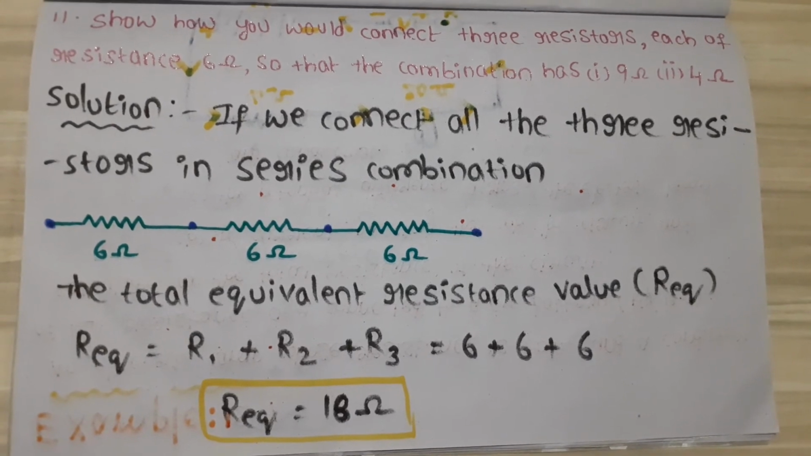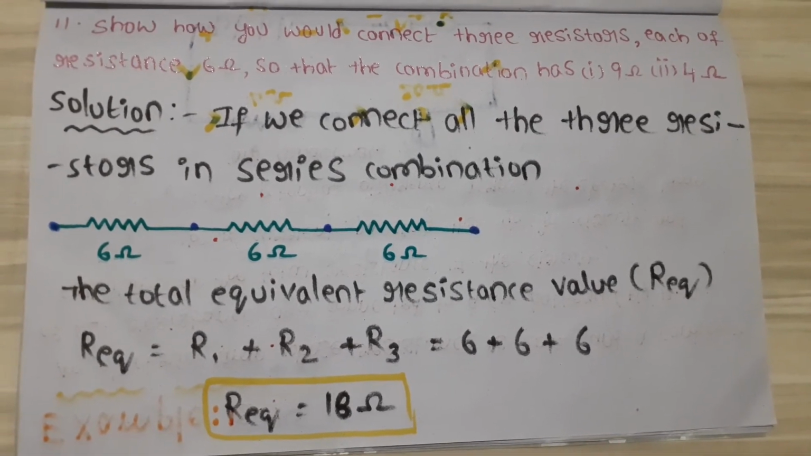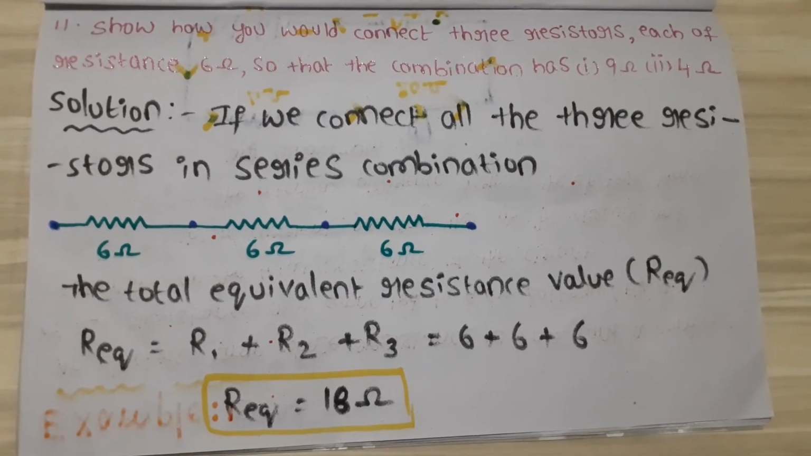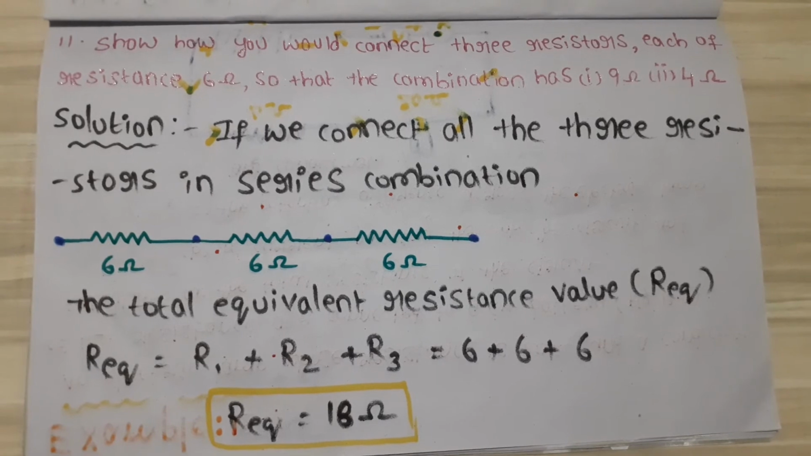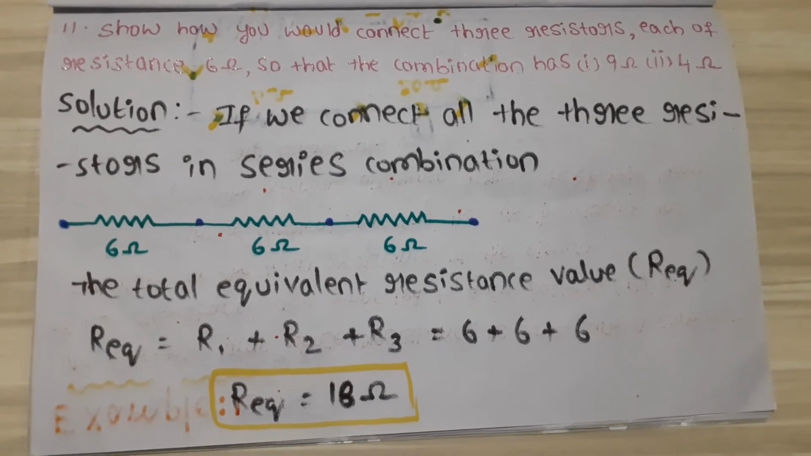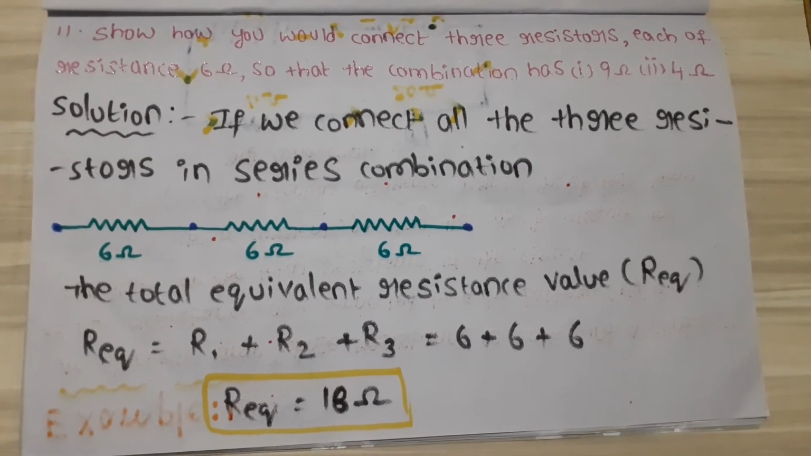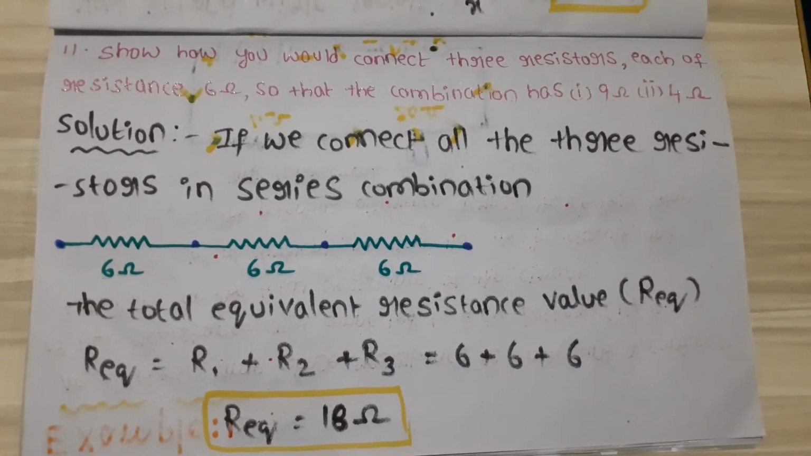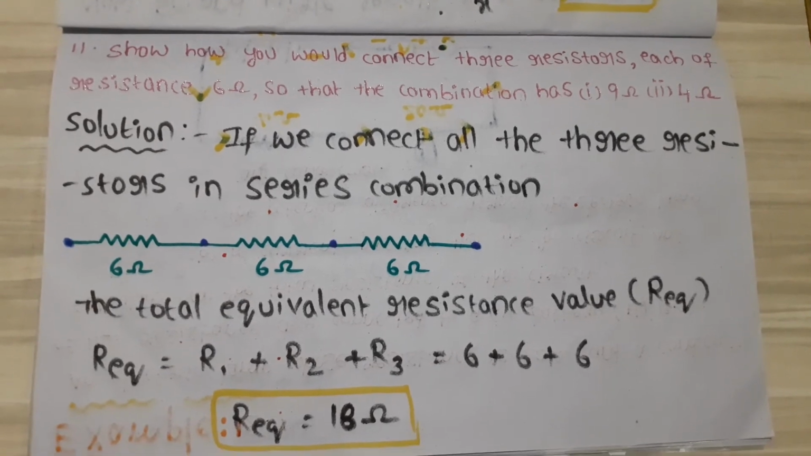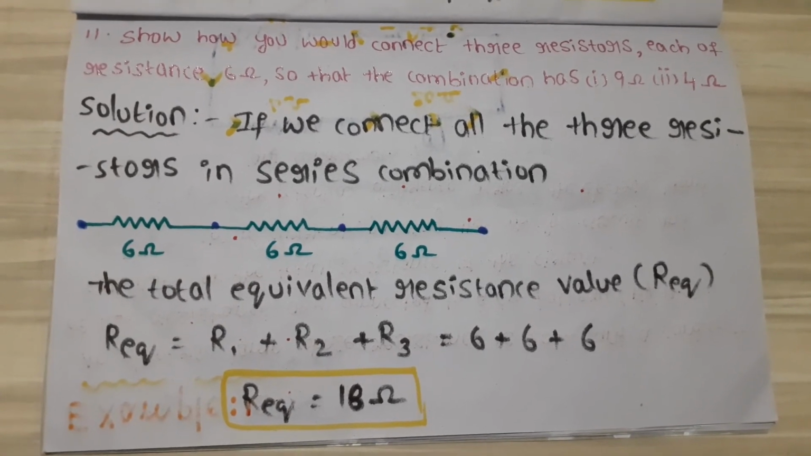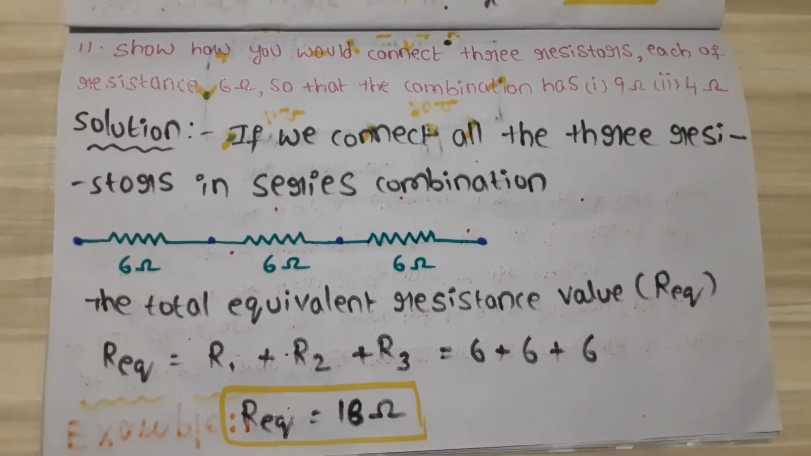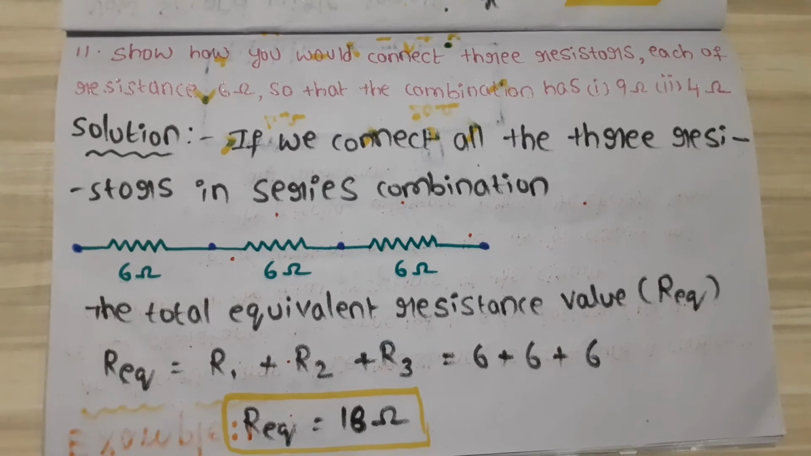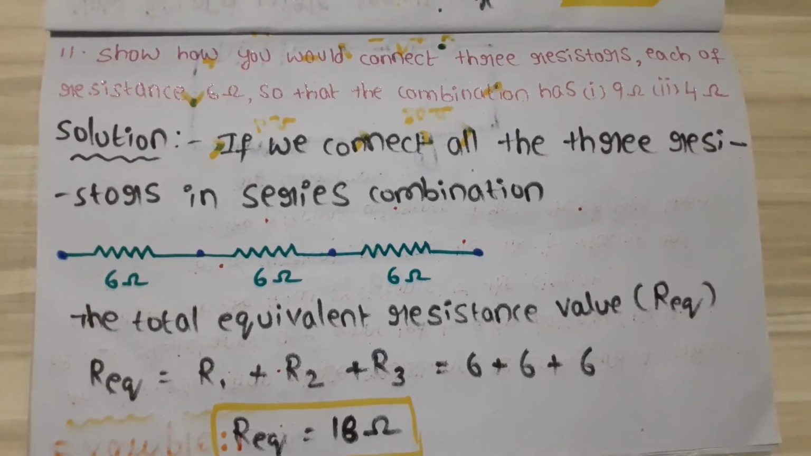Next, question 11. Show how you should connect 3 resistors, each of resistance 6 ohms, so that the combination has 9 ohms and 4 ohms. Here 3 resistors are used, each resistor value 6 ohms, but the total combination has equivalent resistance values 9 ohms and 4 ohms. How is the circuit possible?